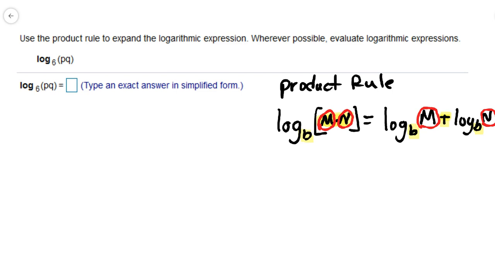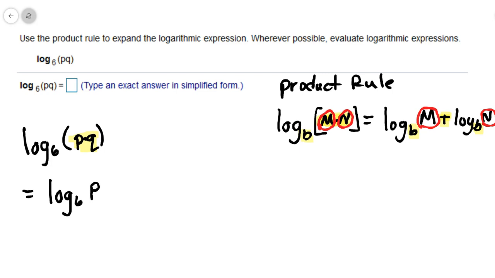So for our example, we have log base 6 of p times q. So inside the log we have a product, that's why we're using the product rule. We can write this as log base 6 of the first factor, log base 6 of the second factor, and we're going to add those two logs together.